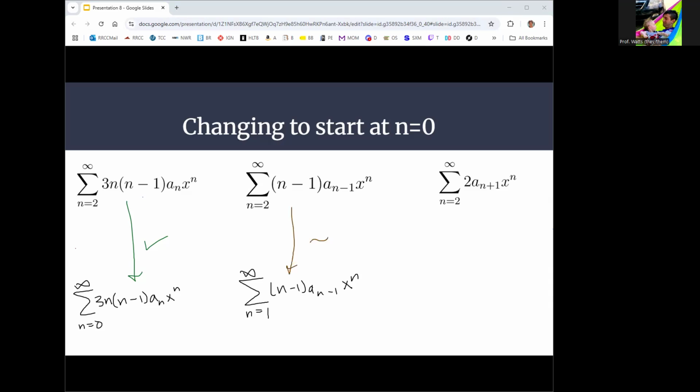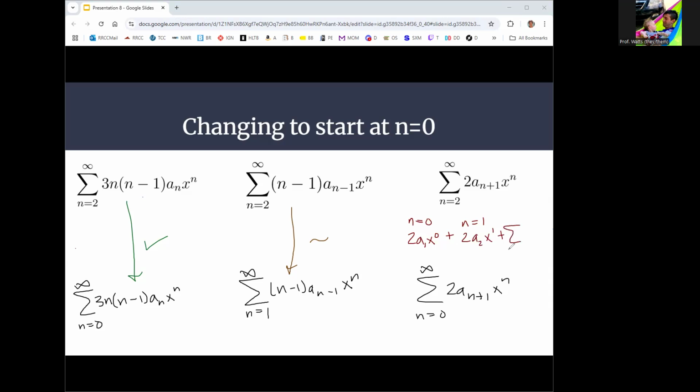All right, last one. Try the same thing here. At this point, maybe we can just look at the n equals 0 and n equals 1 terms, because all we're doing is adding those on to the beginning. When n equals 0, we actually get a 2a1 x to the 0. And when n equals 1, I get a 2a2x1.